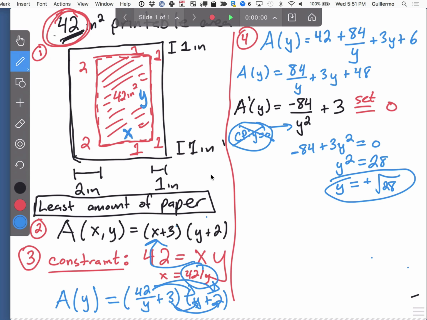So speaking of domain, what is the domain? We probably should have written it down from the beginning. What's the smallest that y can be? Close to 0. 0, but it can't equal 0, right? And then what's the largest it can possibly be?